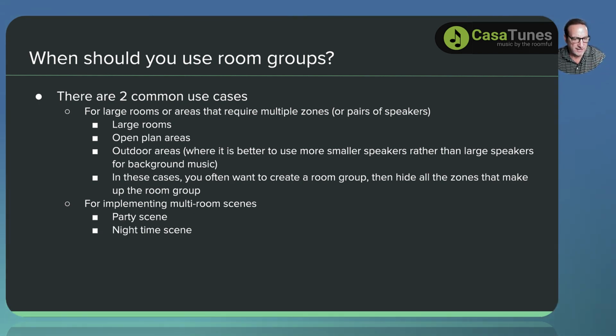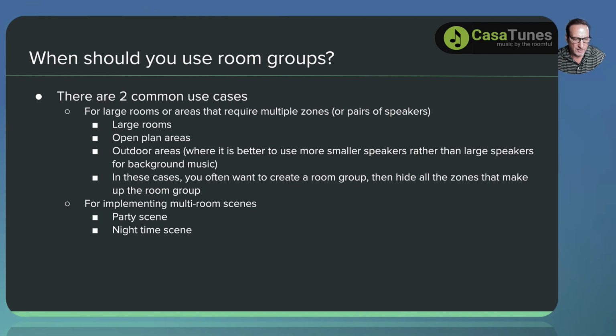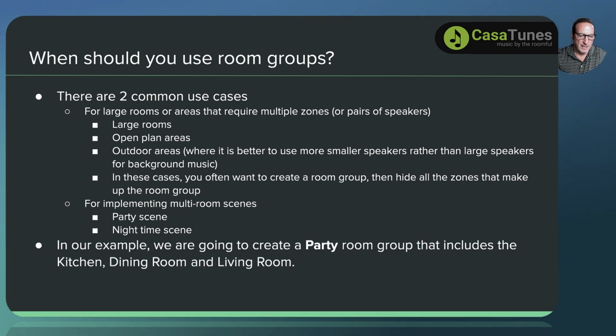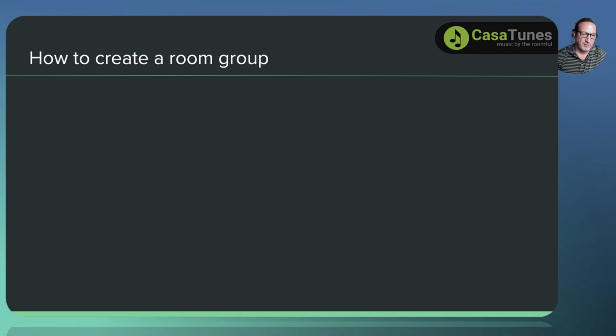And another example would be like a nighttime scene. So when you come home at night, you may want to play background music in certain areas within the house, and that's another good use of creating a room group. And so in our example here, we're going to create a party room group, and it's going to include the kitchen, dining room, and the living room.